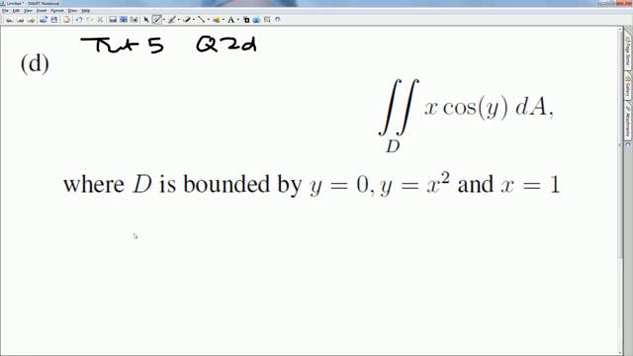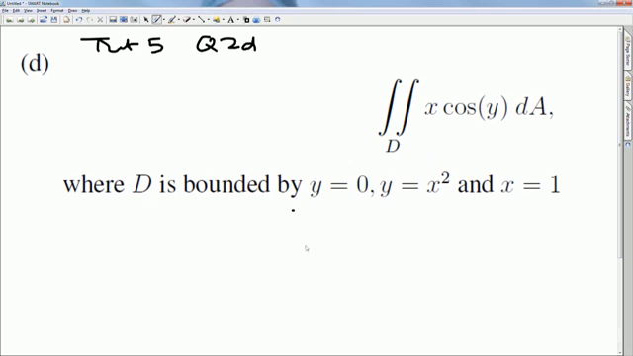Hi, this is a short video for Maths 218, multivariate calculus. This is from tutorial 5, question 2d. So this is another question on how to work out a double integral. This one's a little different to some of the previous questions, say question 1 of the tutorial, where you're not given the limits, you have to work them out yourself. It actually describes a region geometrically, so I think a good idea is to draw a picture.